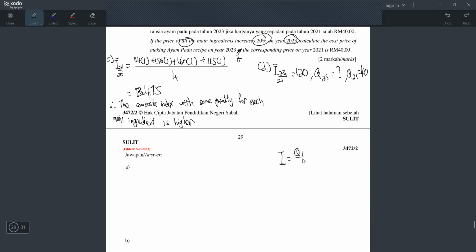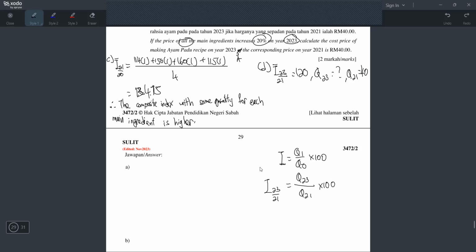The first formula is like this: I equals Q1 over Q0 times 100. Why will you use the first formula? Because only the first formula can be used to find price. All the other formulas you cannot use to find price. So definitely you'll use the first formula. But in this case, what will be your Q1, Q0? Obviously, it will be Q23, and then Q0 will be Q21, because you always put the newer year on top, right? It means the I here, I have to put what? I for 23 over 21, so that it matches with this, right?